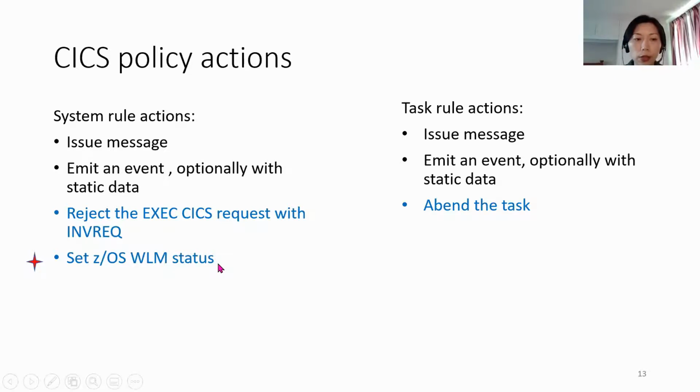And lastly, but very, very important, you will also be able to set the SWLM status, so that's the health status for the CICS region, if the rule is triggered. That is new in CICS TS 5.6. For a task rule, the only action that is different is that you can abandon the task. So that's a difference.